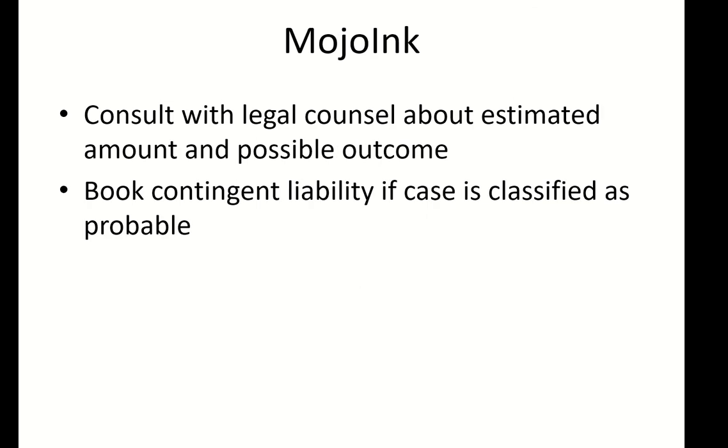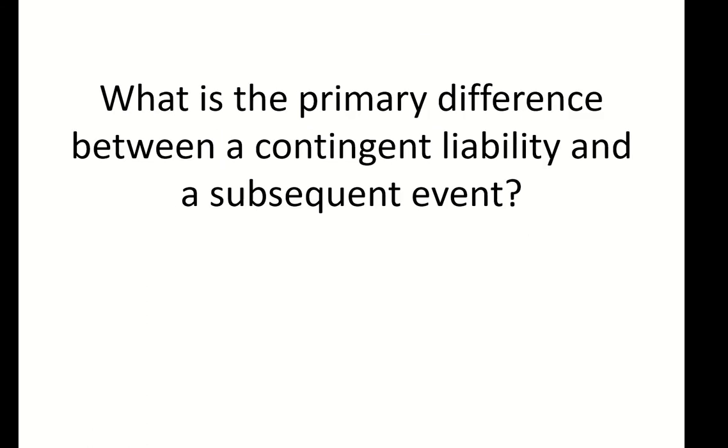Consult with legal counsel about the estimated amount. So if she's valid and we really need to pay out probably $5 million, then we can book, which means we record a contingent liability if the case is classified as probable. So this would be a debit to an expense, right? So probably a future expense and credit to a contingent liability. So lawsuit expense, contingent liability, possibly debit expense, credit liability.